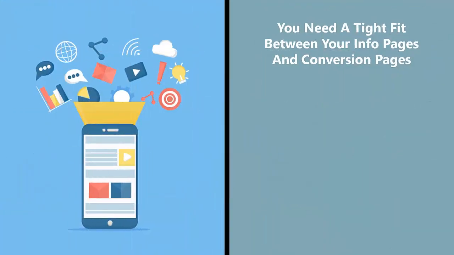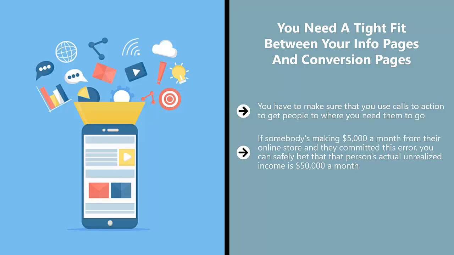You need a tight fit between your info pages and conversion pages. You have to make sure that you use calls to action to get people to where you need them to go. Unfortunately, when marketers set up K and L pages, they skip the T pages. This is an often fatal mistake. If somebody's making $5,000 a month from their online store and they committed this error, you can safely bet that that person's actual unrealized income is $50,000 a month. A lot is lost in translation because they skipped a very vital part of the overall sales conversion process. These are not linked up properly.